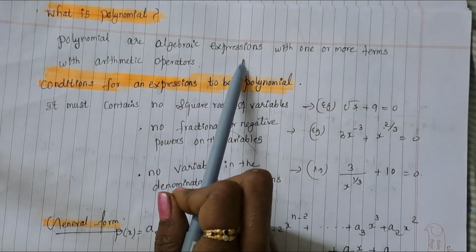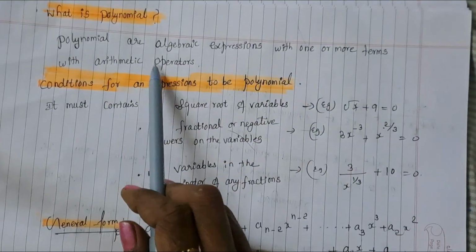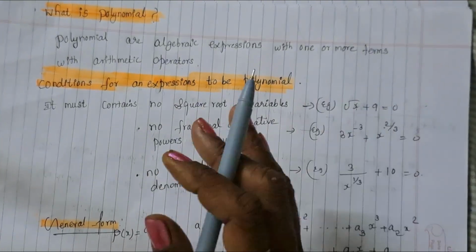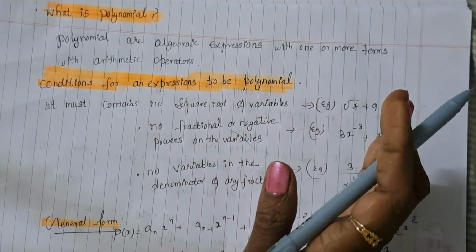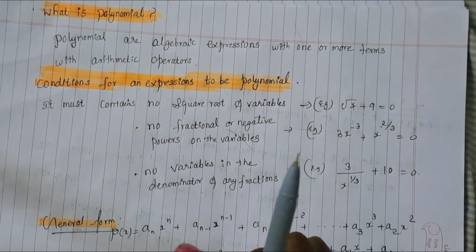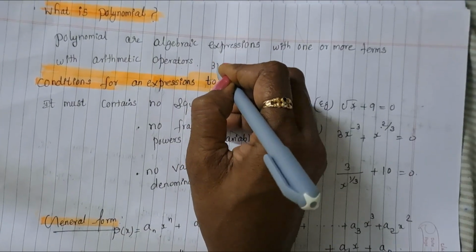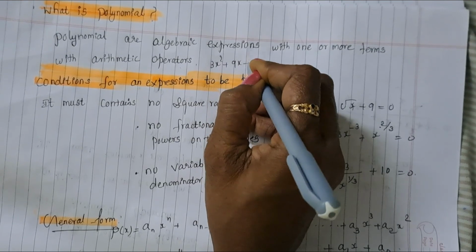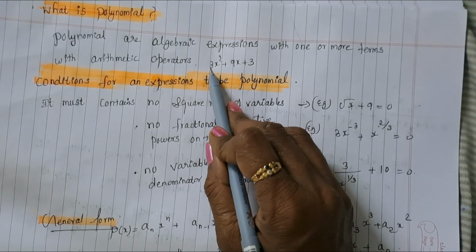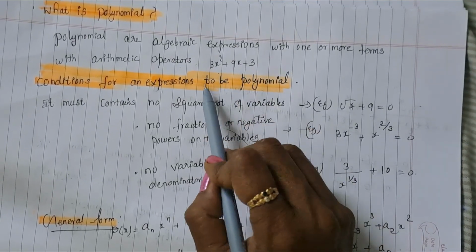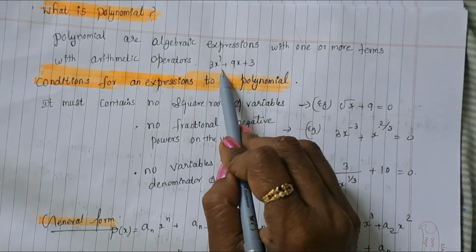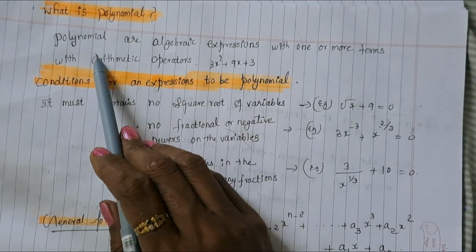Polynomials are algebraic expressions with one or more terms joined by arithmetic operators. Just like algebraic expressions, they may have the arithmetic operations plus, minus, multiplication and division, but variables and some terms will be contained in them. That is a polynomial. For example, 3x square plus 9x plus 3. The variable is there, and this is a coefficient, this is a constant. One or more terms attached with arithmetic operators is nothing but a polynomial.